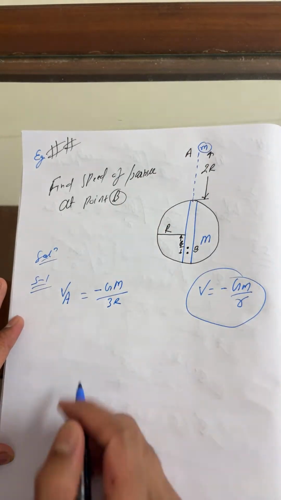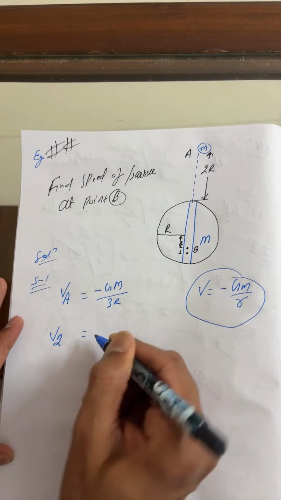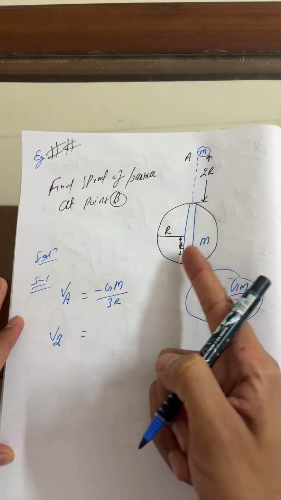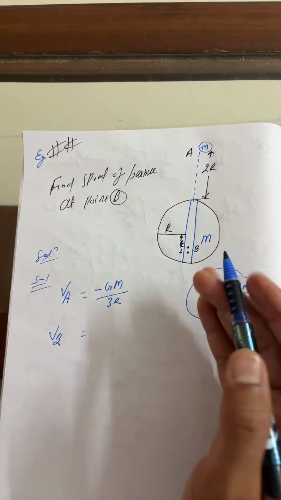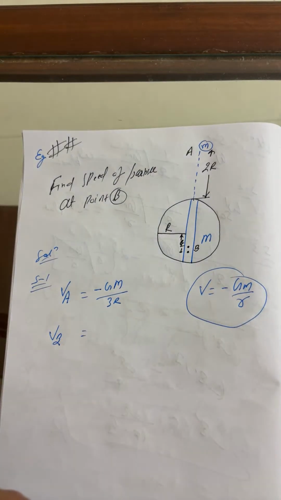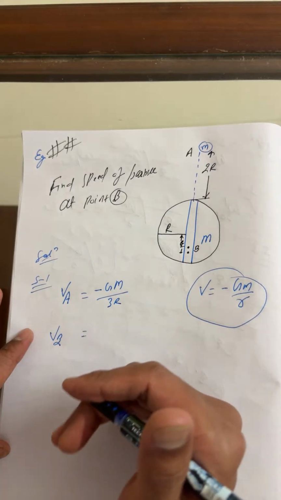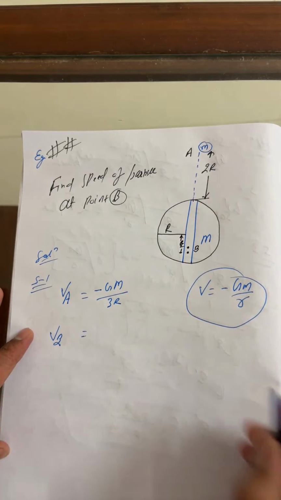Then write the gravitational potential at point B. Remember, for the gravitational potential inside the Earth's surface, or a solid sphere, I'll write the formula here.